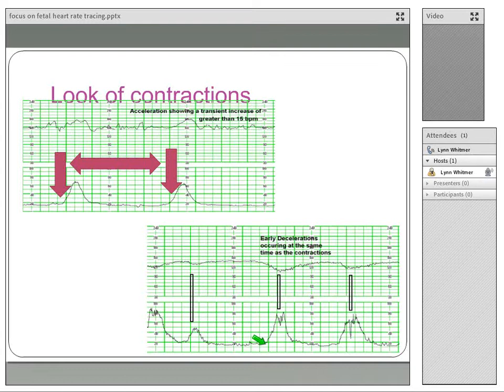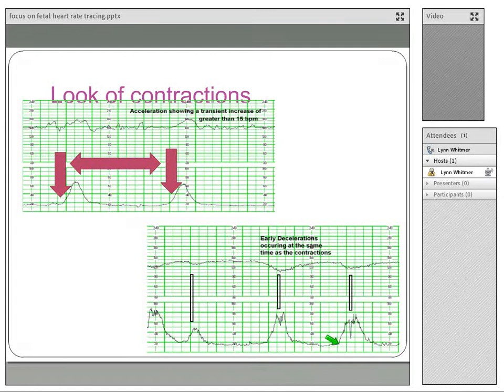And if we do the next one, we start here again, 1, 2, about 2.5 minutes now for those contractions. So you see that this contraction pattern is getting a little closer together, and those are appropriate.